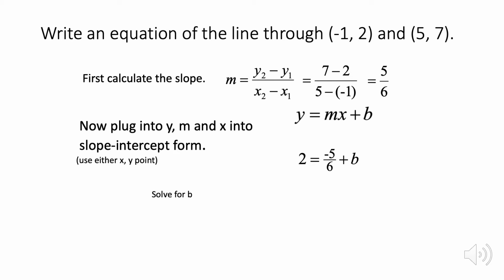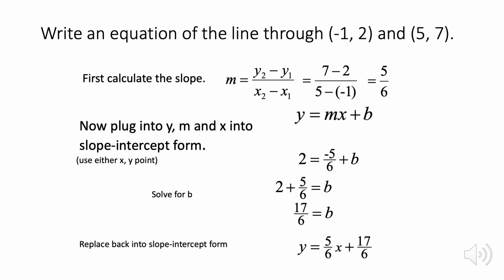We can use any point, either (-1, 2) or (5, 7). In this case, we use the point with y equals 2. So we replace it in y equals mx plus b. So you have 2 equals -5 over 6 plus b. So we have b equals 2 plus 5 over 6. Simplifying that, we have b equals 17 over 6. Then the equation in slope-intercept form, y equals mx plus b, is y equals 5 over 6 x plus 17 over 6. So we only replace the m and the b in y equals mx plus b. It's just so easy.